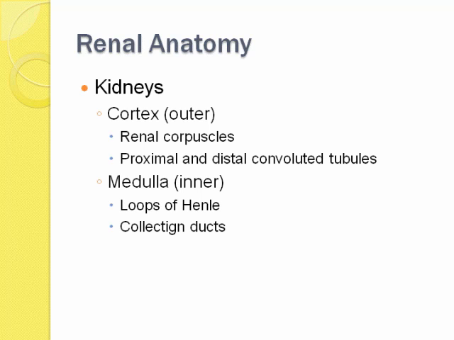So let's talk a little bit about renal anatomy. As you might recall, the kidneys are 2 bean-shaped organs located under the diaphragm on either side of the aorta in the posterior upper abdominal region. You have an outer and an inner area of the kidney. The outer portion is called the cortex, and it is comprised of renal corpuscles and the proximal and distal convoluted tubules. The middle or inner part of the kidney contains the loop of Henle and the collecting ducts.